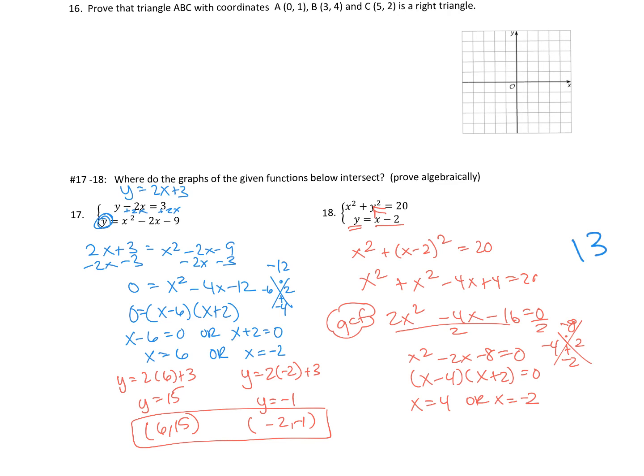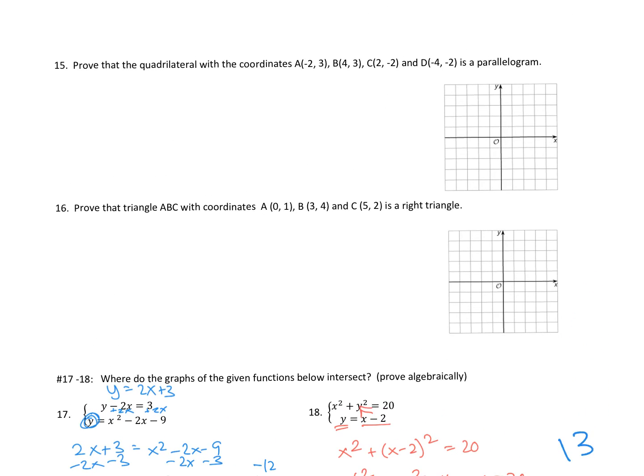And then just like last time, I'm going to plug those back in. When you plug them in, you'll find that you get (4, 2) and you get (-2, -4), and that would be your two intersection points. So let's go back up to the top of the page and finish off our unit.